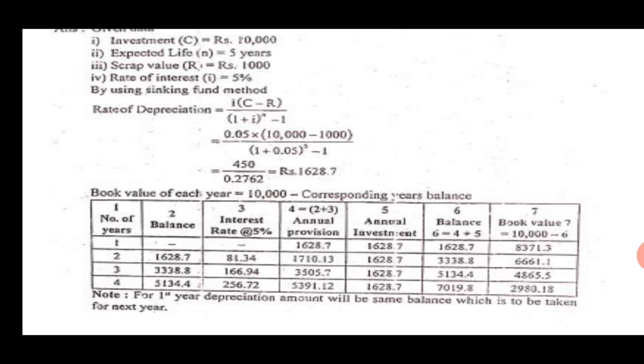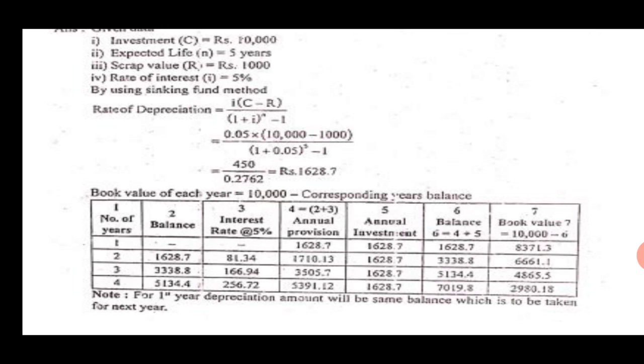So in the first year initially we buy the machine, we have bought the machine for 10,000 rupees. At the end of the year we have kept 1628 rupees as a depreciation fund for the first year, and the book value becomes 8,371 rupees. Now this 1628 rupees, whatever depreciation we have taken out, that becomes the balance for the second year, and we keep it in the bank now, so it will carry 5% interest.